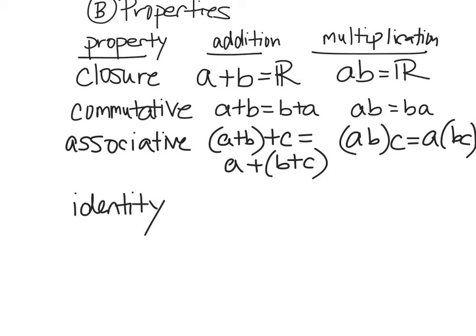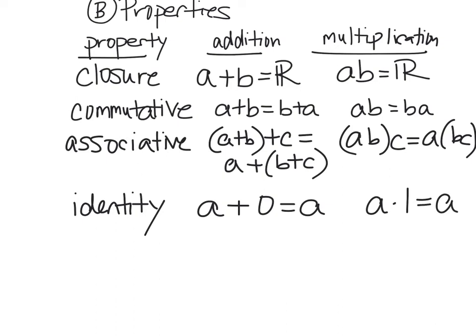Identity property. So the identity property of addition is if you take any real number and you add it to a special number, you get your identity right back. What is that special number? Zero, yes. These are all kind of duh properties, right? Like, duh. A plus 0 is A, of course. Multiplication. A times what number gives you A right back? 1. A times 1 equals A.